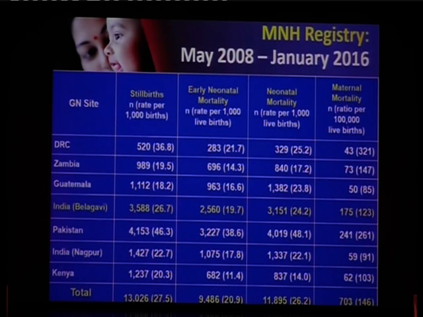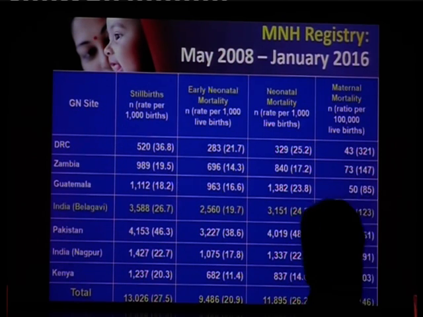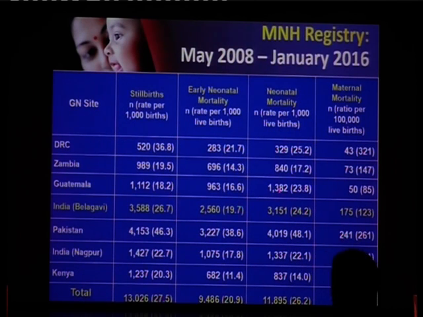So over time we are collecting the stillbirth rates, early neonatal mortality, and maternal morbidity. Over time stillbirth rates have come down, neonatal mortality also has come down, and maternal mortality. What remains is early neonatal death rates.